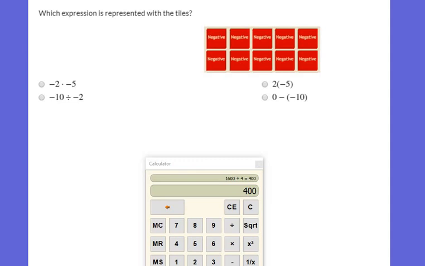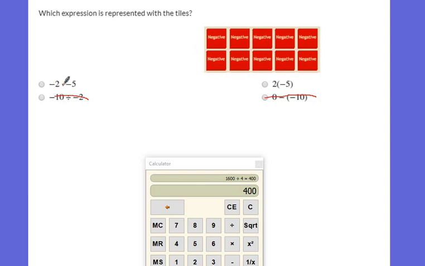All right. Which expression is represented with the tiles? So it looks like there's 2 rows and 1, 2, 3, 4, 5 columns, and they're all negative. So I need a 2 by 5. So it can't have any of these 10s in them, so I'm going to cross those out. And I know my final answer is going to be negative because they're all negatives. And I know there are 10 total negative tiles shown. So my final answer is a -10.